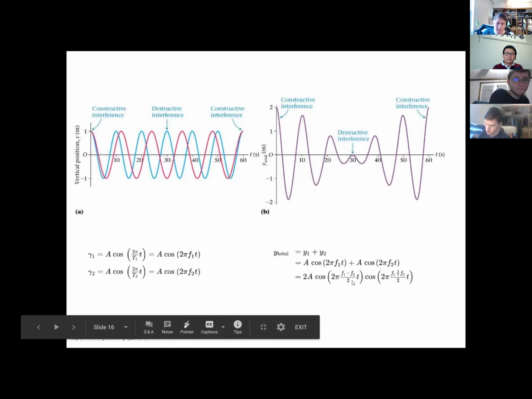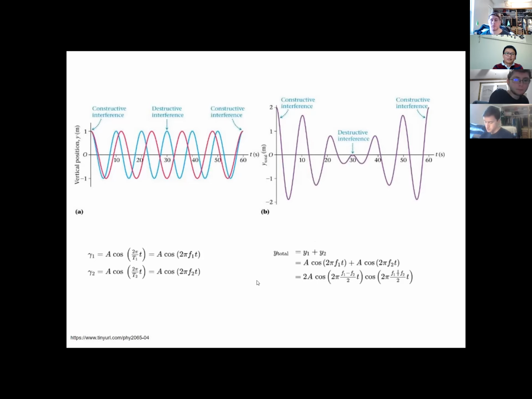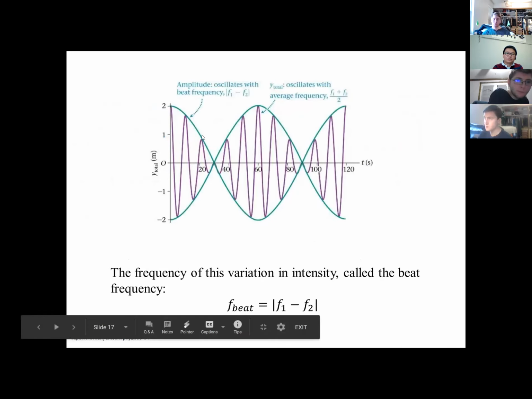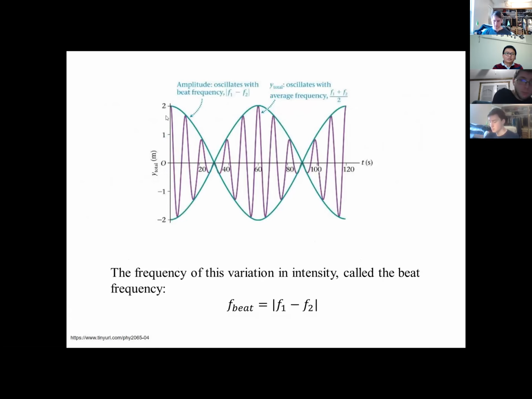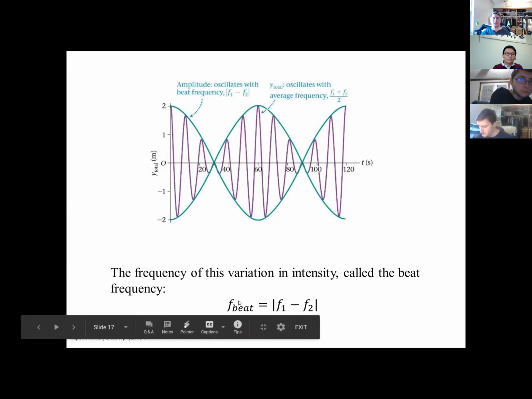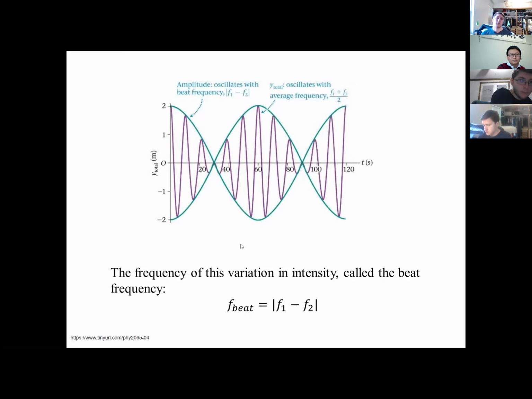So this is the resultant. From there, the amplitude of the resultant wave actually decreases and increases just like a cosine function, all right? In that case, you will hear a pitch called the beat frequency, which is the difference between the two frequencies, okay? F1 minus F2, all right? So that's what we learned last time.